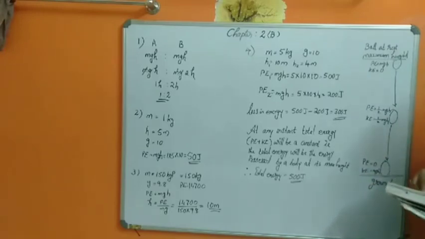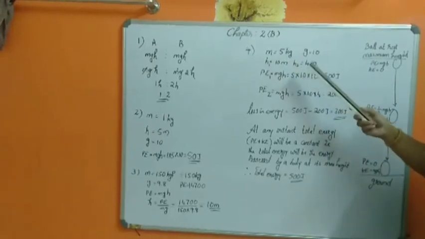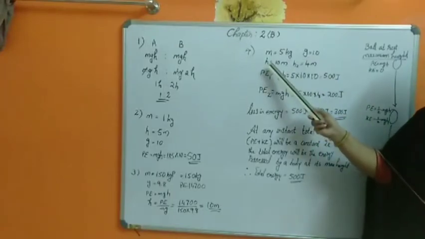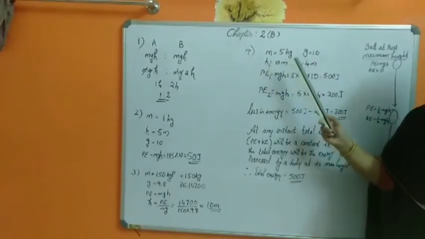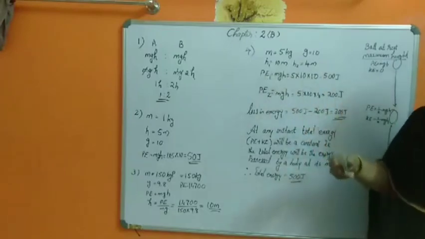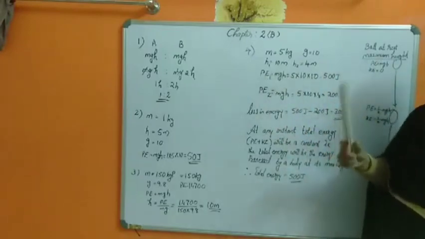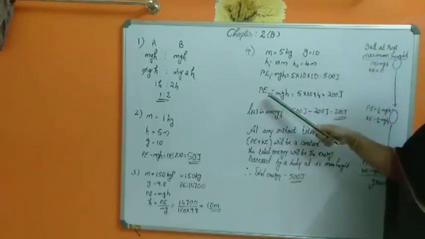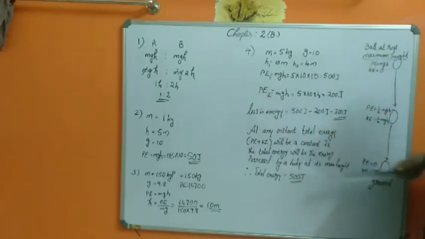Calculate the loss in potential energy and the total energy possessed. So mass is given 5 kg. Gravity, here it is given, take g is equal to 10. So gravity is 10, and the first height is given 10 meter and the second height is given 4 meter. So we are supposed to find separately the potential energy when the body is at 10 meter, and again we have to calculate the potential energy when the ball reaches 4 meter.